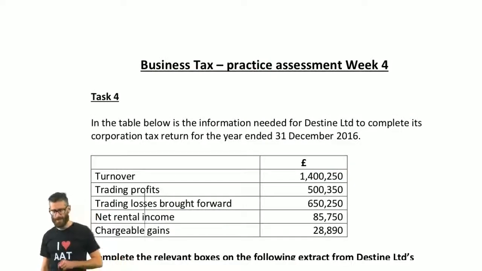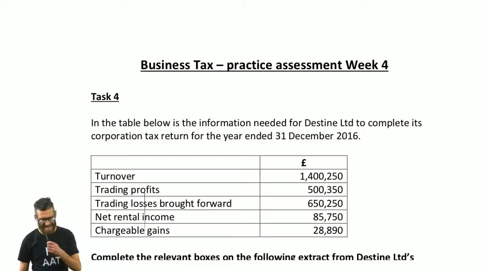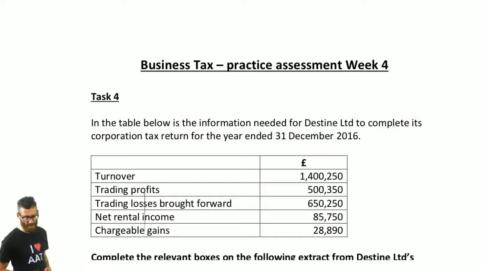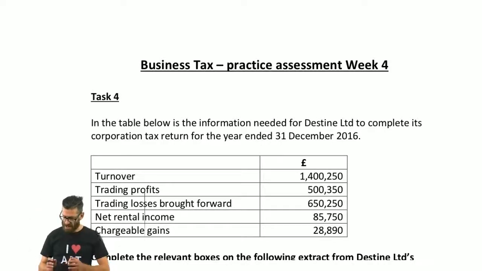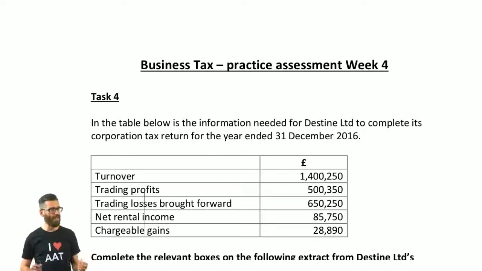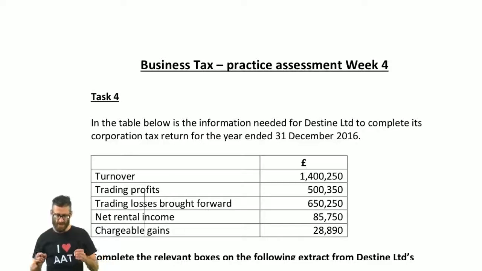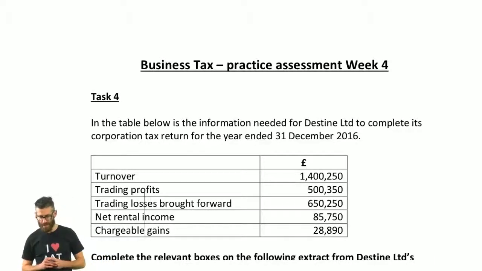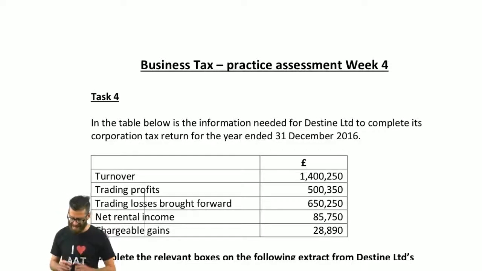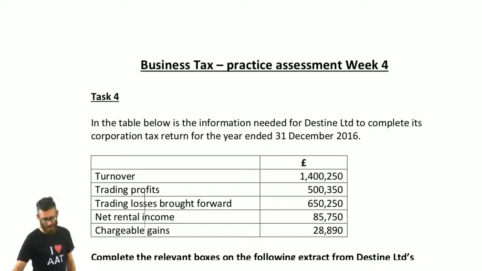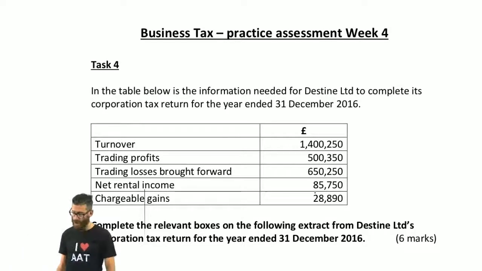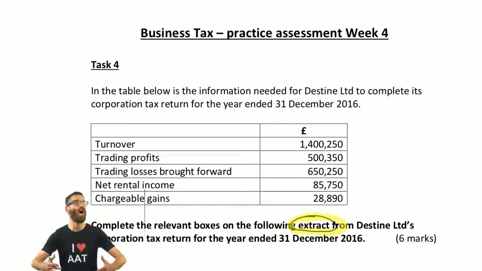So here we have business tax, week 4, assessment task 4. You're given a table of information. This table represents a company called Destin Limited, and it's provided to you to complete your corporation tax return for the year ending the 31st of December 2016. And you're being asked in this task to complete the relevant boxes of the following extract. So it's not the entire thing, it's an extract of their corporation tax return for this year just ended.